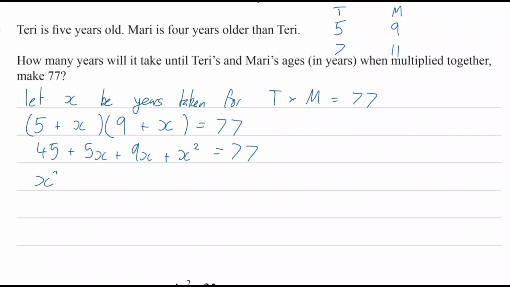So we have x squared. We have 5x plus 9x, that is 14x. We have 45, and then we will minus 77. So 45 minus 77, all equals 0.